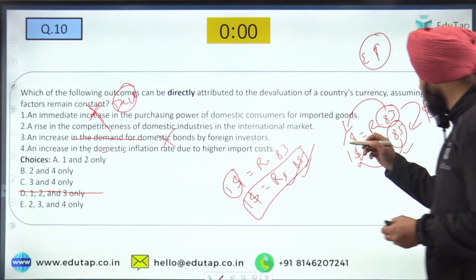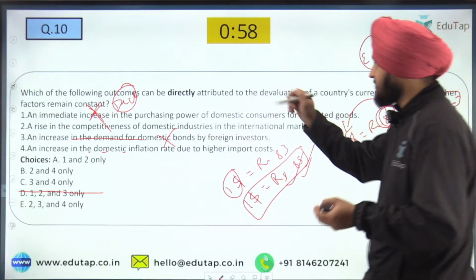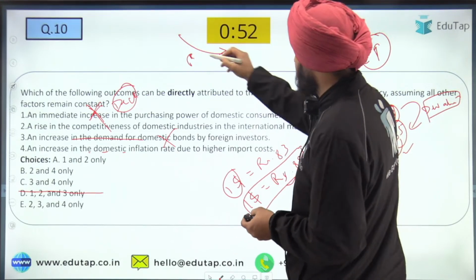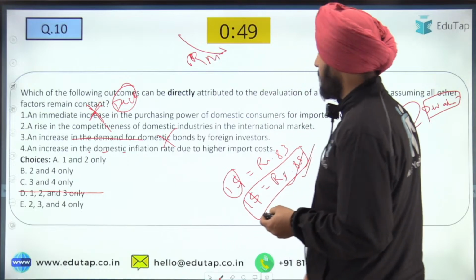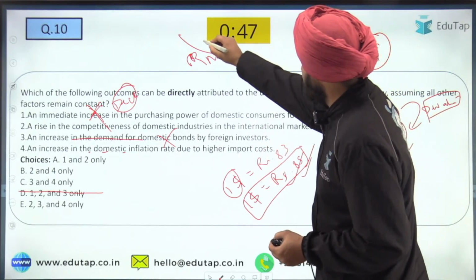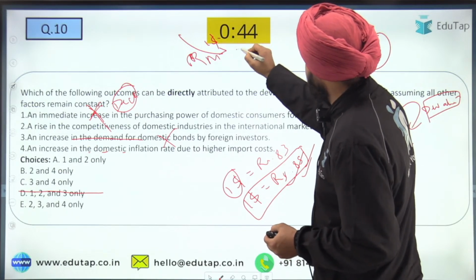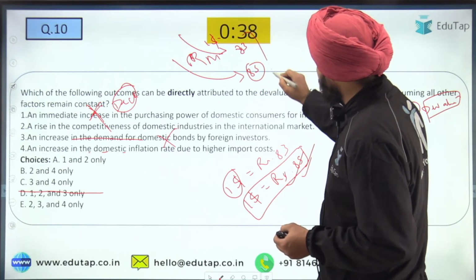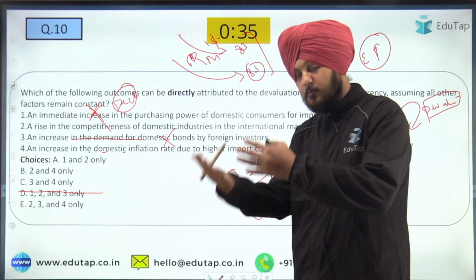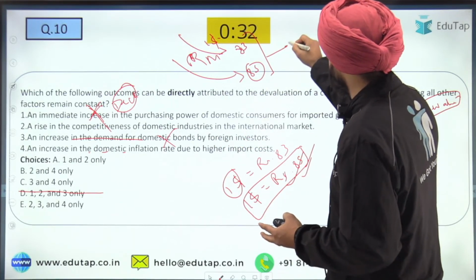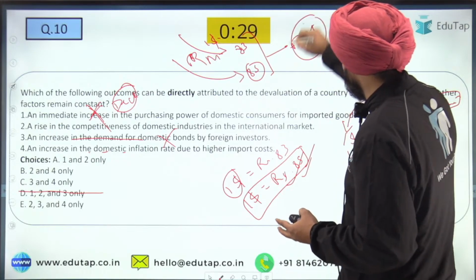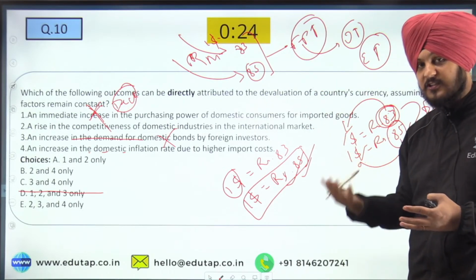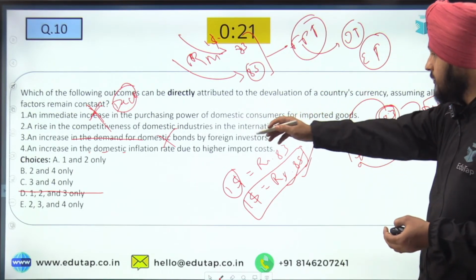Then an increase in the domestic inflation rate due to higher import costs, yes, this is true. Imagine you were importing raw material in your country. Earlier you were able to purchase $1 worth of raw material for 83 rupees, but now you are purchasing the same raw material for 85 rupees. When the price of the raw material increases, don't you think the price of the finished products will also increase? The answer is yes. It will lead to inflation in the country. It will become one of the causes behind inflation in that economy, and that is what this fourth option reflects.